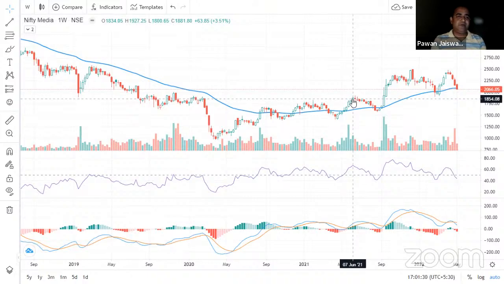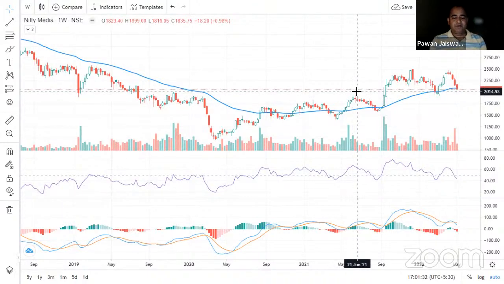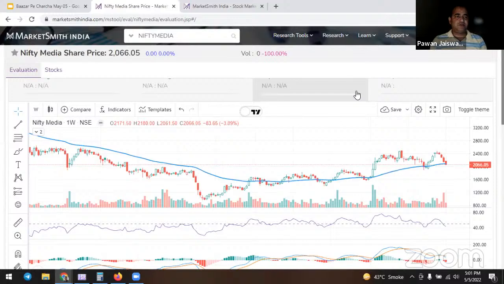1850 kind of levels can be achievable in Nifty Media also. So I think we have discussed almost all major sectors. Now let's move on to the query section. I think there would be a lot of queries that we have to discuss.